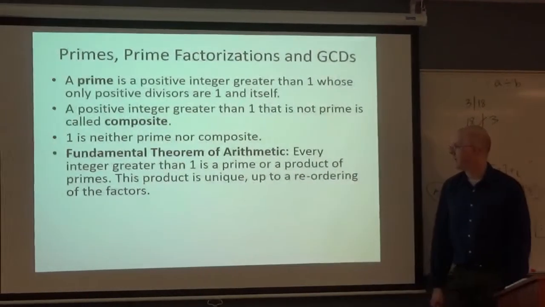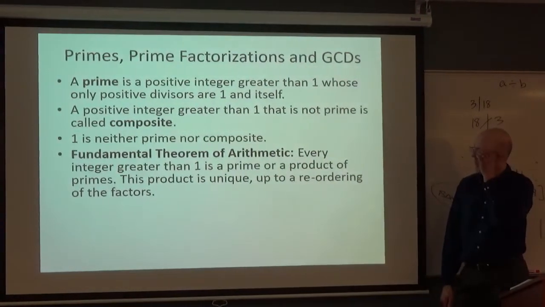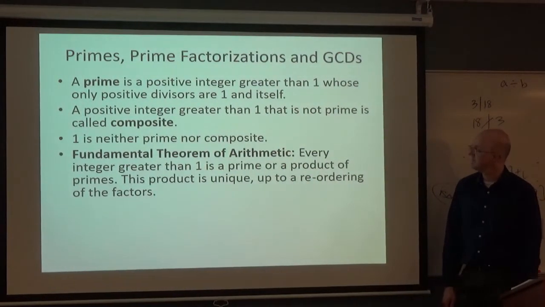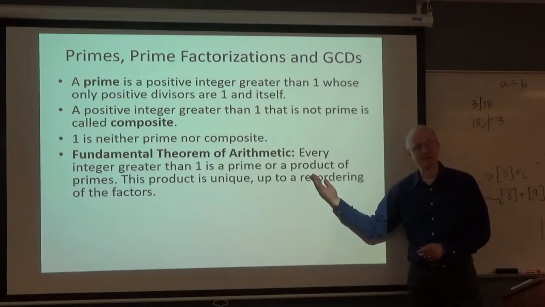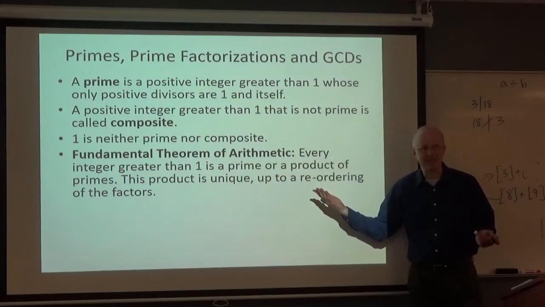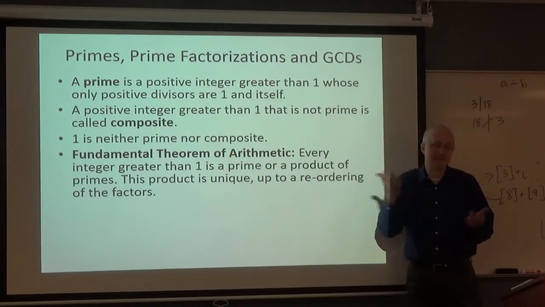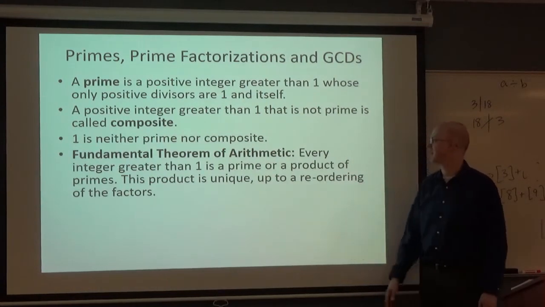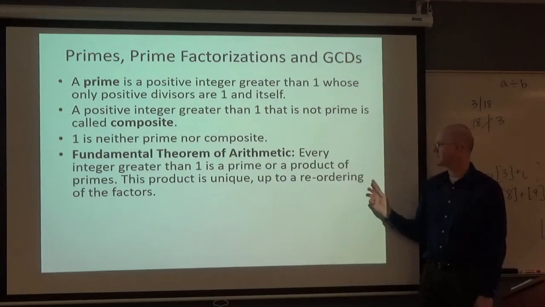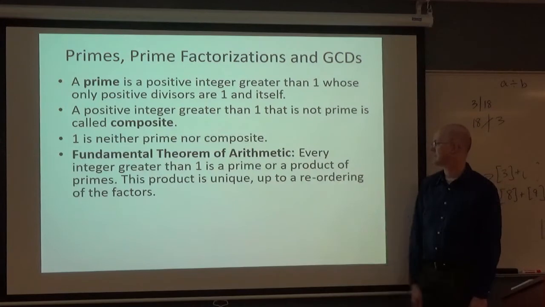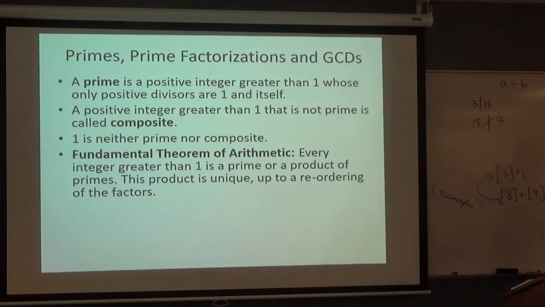Every integer greater than 1 is a prime or a product of primes. I guess the author is thinking of this as an exclusive OR. A prime, like 7, is not a product of primes. Well, you could think of it as a product of primes, like 7 is 7. I guess you're not really multiplying there, so that's really an exclusive OR. It's a prime or a composite, it's an OR. And when it's a composite, it's a product of primes. This product is unique up to reordering the factors.